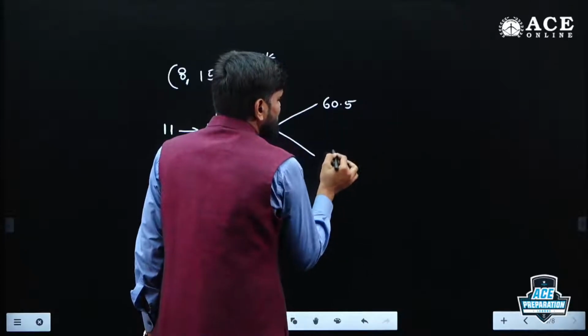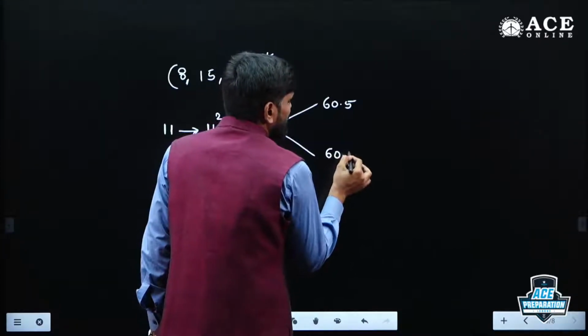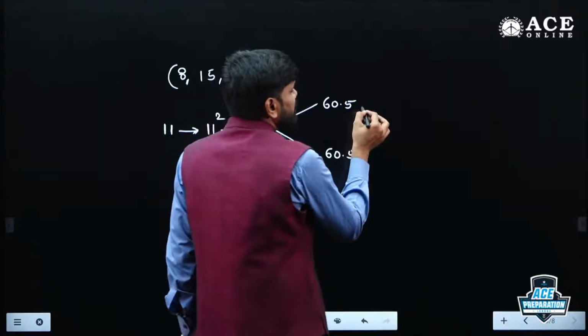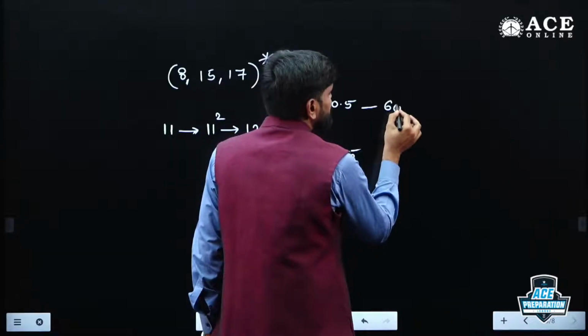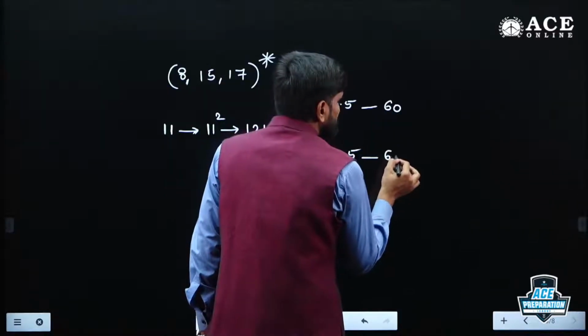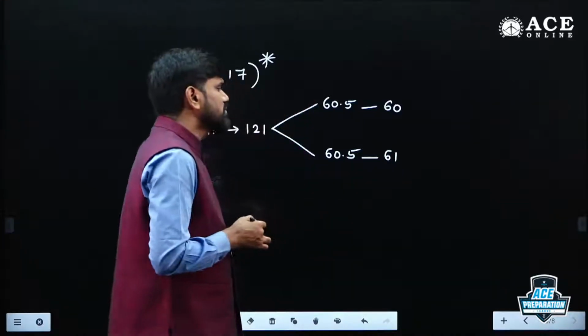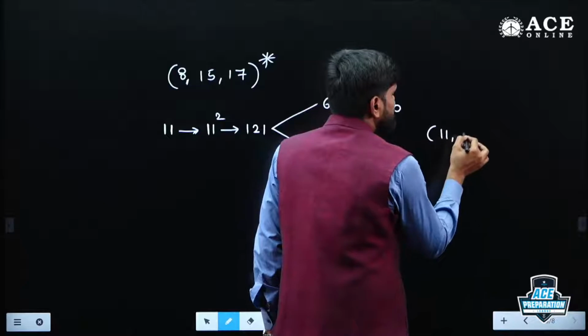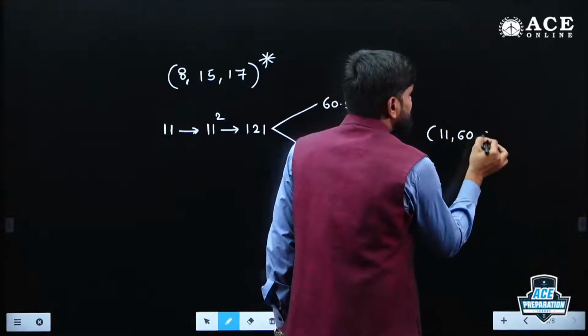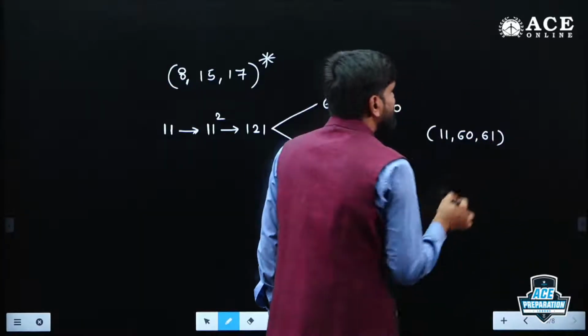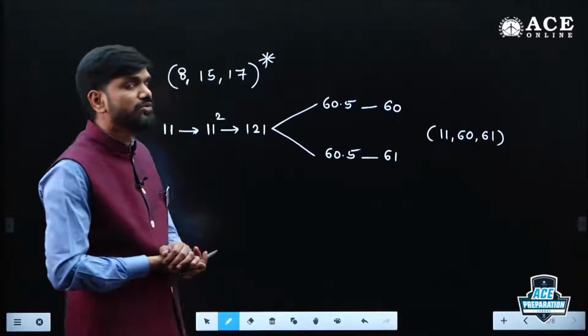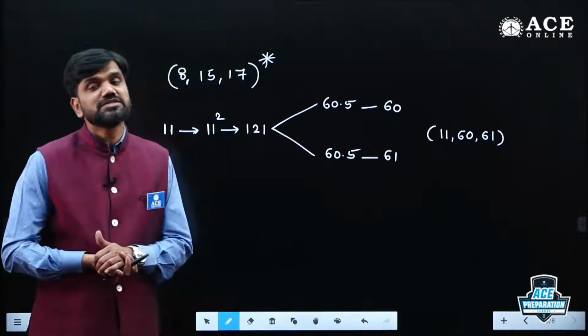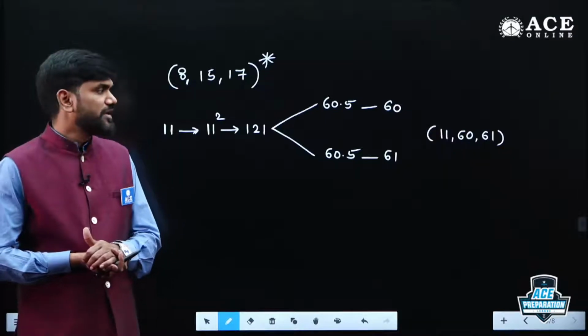121 by 2 will give you how much, dear? 60.5 and 60.5. That will give you how much? 60 here. This will be 61. So the next Pythagorean triplet is what? 11, 60 and 61. Knowing these basic Pythagorean triplets will help you in solving the problems easily, right.